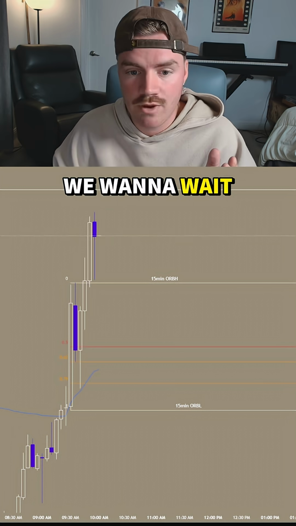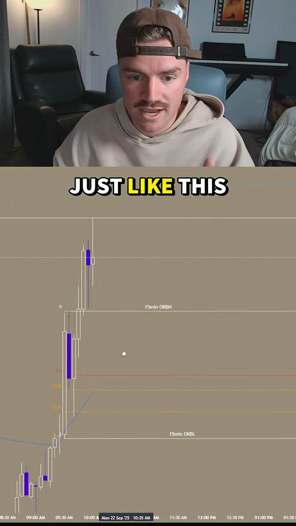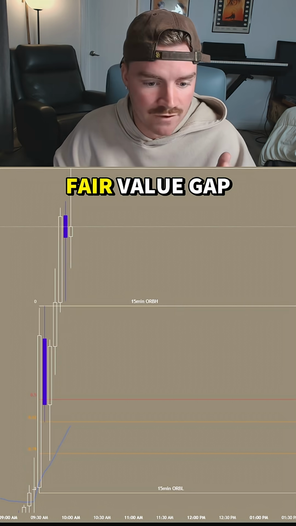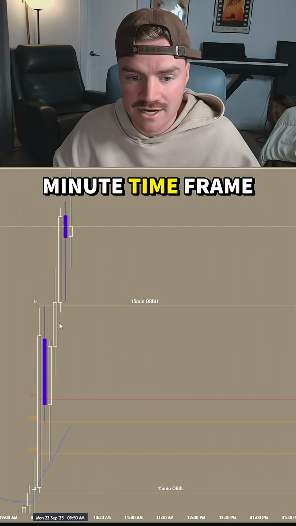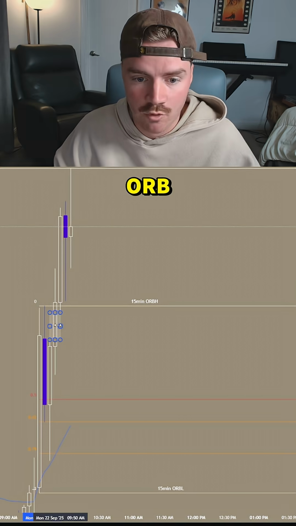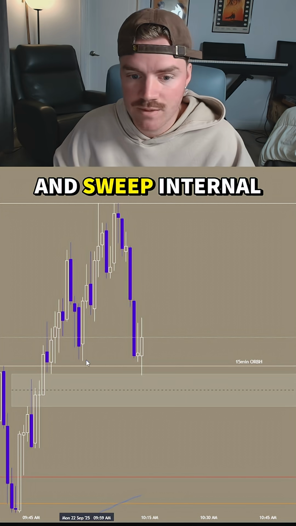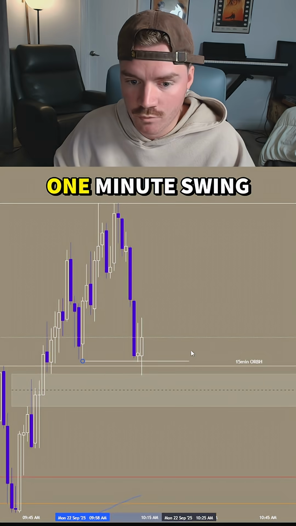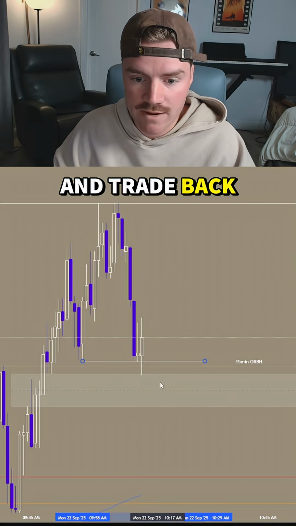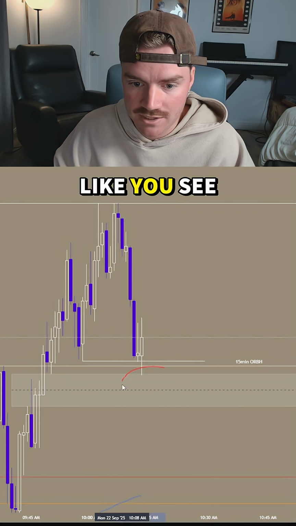Okay, so now we want to wait for a breakout of the ORB just like this right here, and we want to look for a fair value gap on the 1 or the 5-minute time frame somewhere overlapping the ORB, just like this 5-minute BISI. We then want to see price come back down and sweep internal liquidity just like this 1-minute swing low and trade back into that 5-minute fair value gap like you see right here.